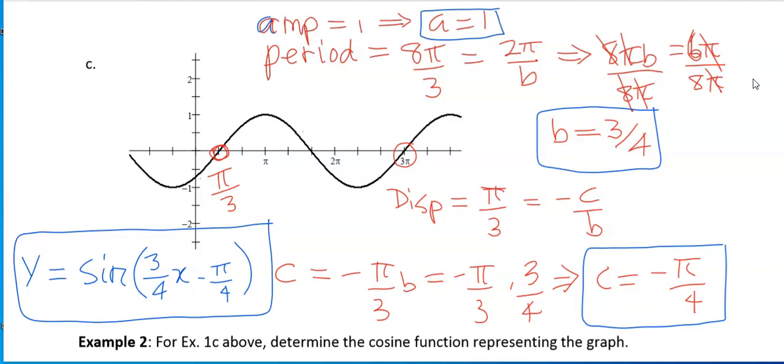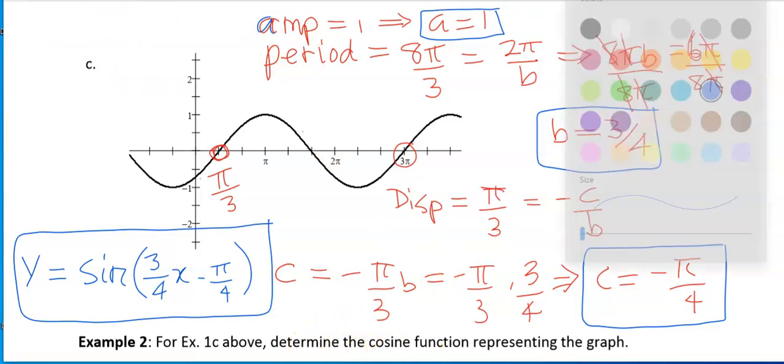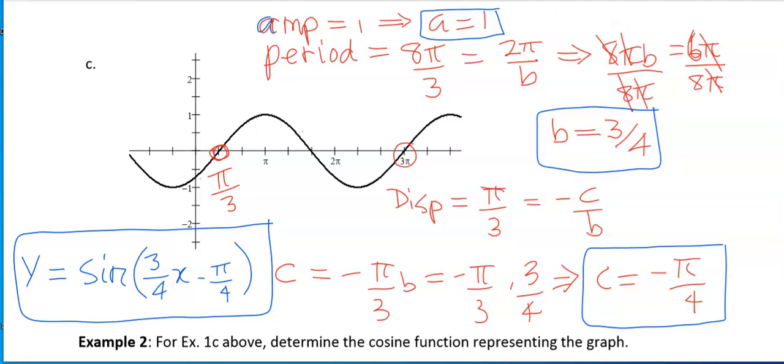And that one is done. Now there's one more I want to have a look at with you. And I know this video is starting to get a little bit long, but let's look at example number 2 just below that. It says, for example 1C above. So that's the one we just did right there. You see that? Determine the cosine function that represents the graph.